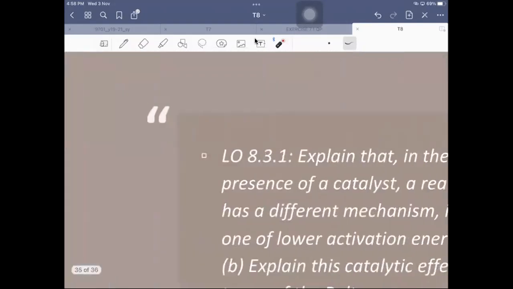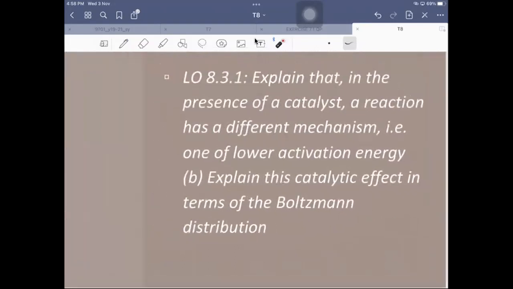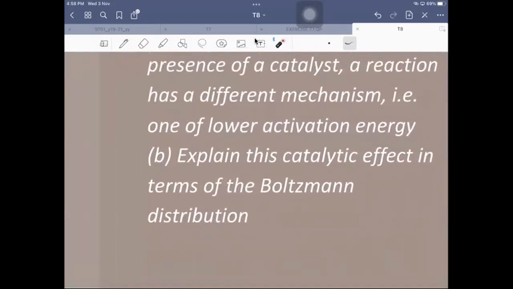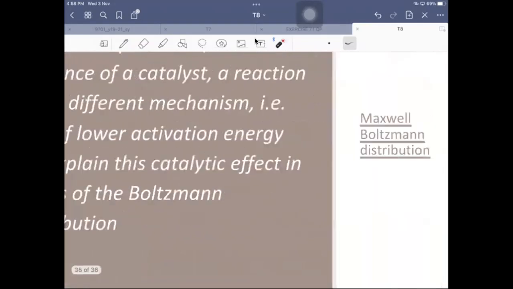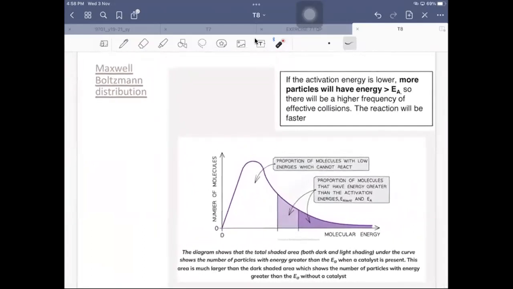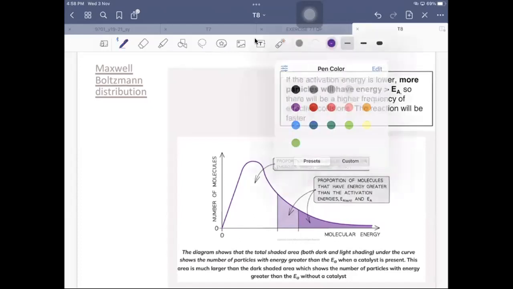All right, last. Explain the presence of a catalyst. Explain this catalytic effect in terms of the Boltzmann distribution. Okay, so we look at the Boltzmann distribution. Okay. Maybe I use the word dark purple and light purple. But later I'll change the color.